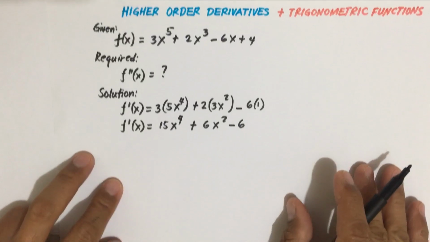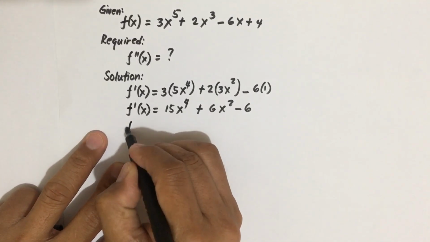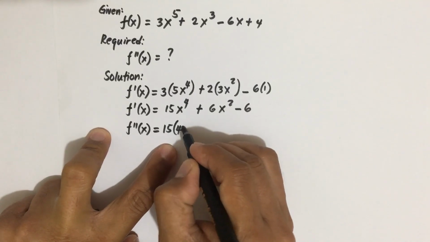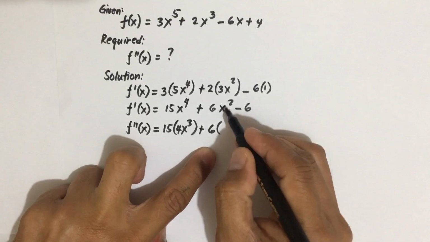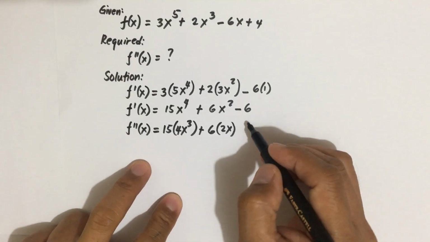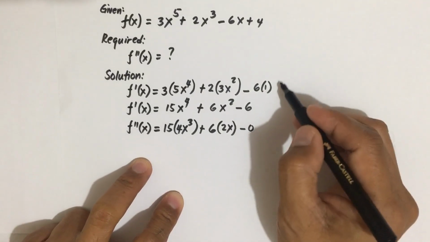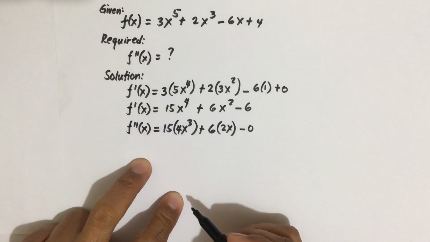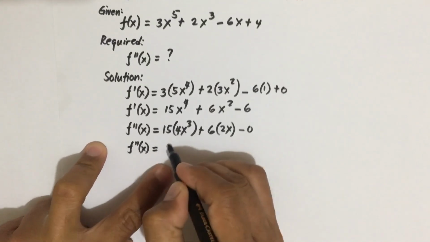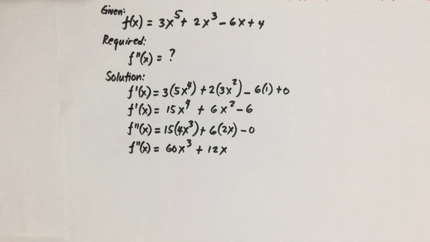Now let's find the second derivative. Okay, so the second derivative is just the derivative of the first derivative. In other words, f double prime of x is equal to, so again we have 15 times, using the power rule, 4x cubed, and plus 6 times, again power rule, 2 times x to the power 2 minus 1 is 1, then minus 0 here. Derivative of a constant is 0. Okay, now we have f double prime of x is equal to 60x cubed plus 12x. Alright, so that's our first example.